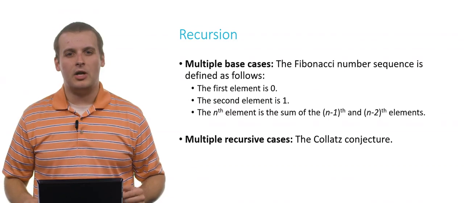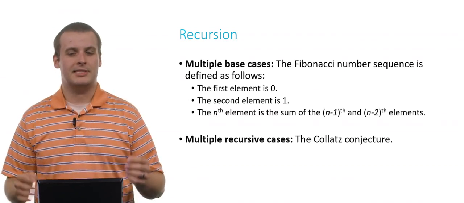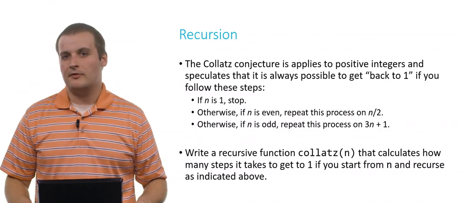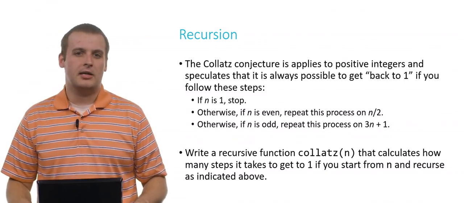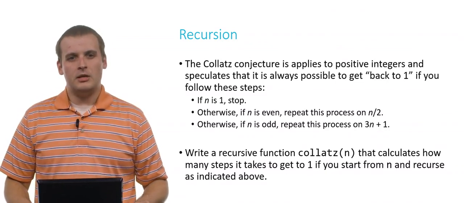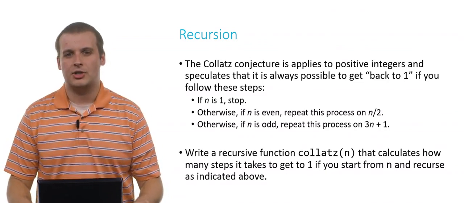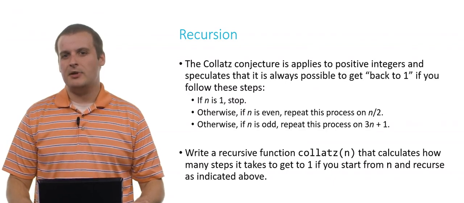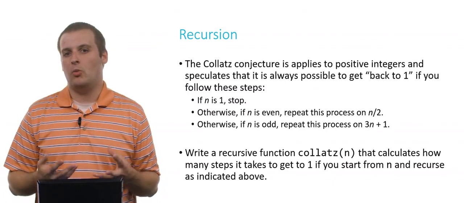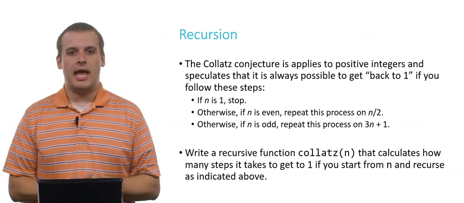Well, there's something called the Collatz conjecture. And I'm not just going to say, you know what that is, because it's actually our final problem for this particular video, and it's our exercise to work on together. So here's what the Collatz conjecture is. It applies to every positive integer, and it speculates that it's always possible to get back to 1 if you follow these steps.